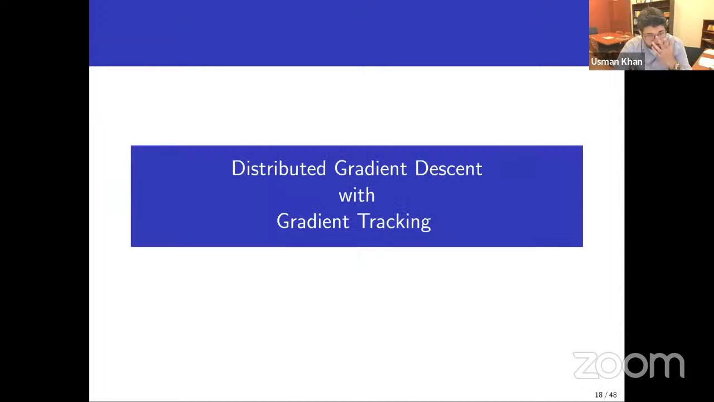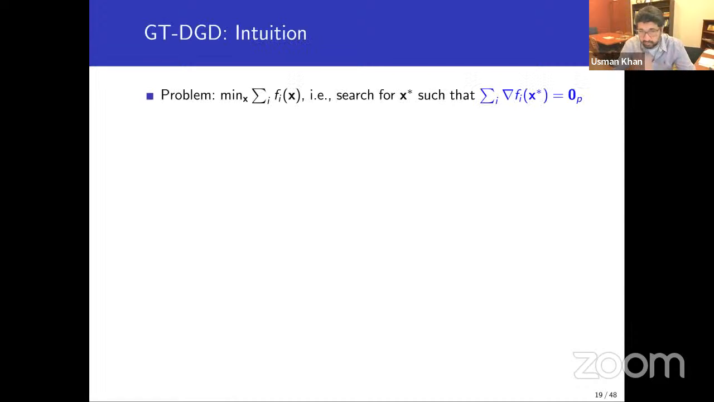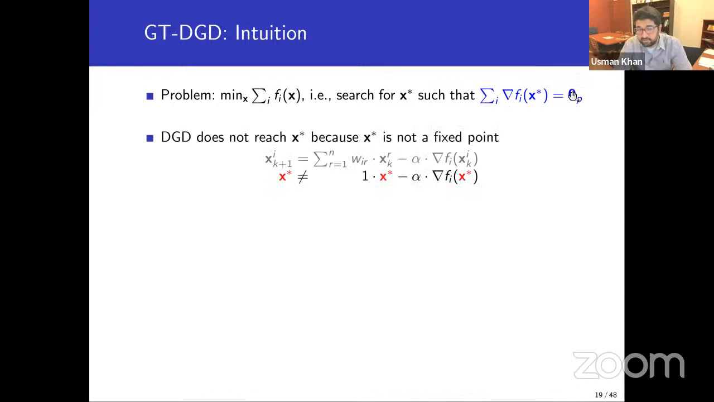And here is our first contribution, and I'll give you context on what others have done also. We want to minimize the sum function, right? So in other words, we are searching for a point X star such that the gradient of the sum function is 0. The problem with distributed gradient descent is that with the constant step size alpha, X star, the point where the gradient of the sum function is 0, is not a fixed point.